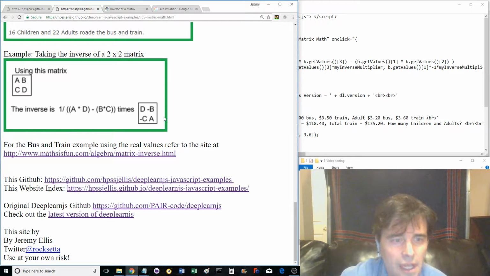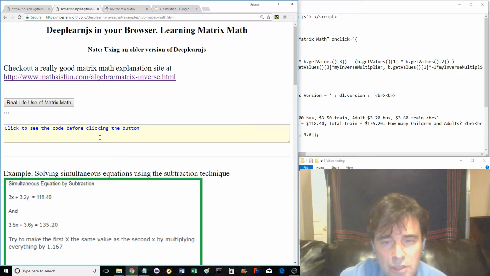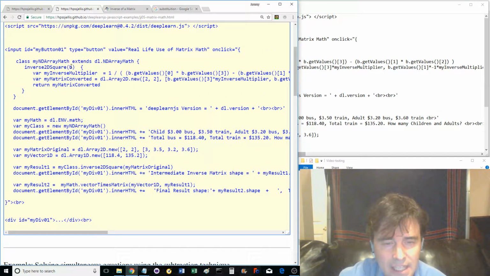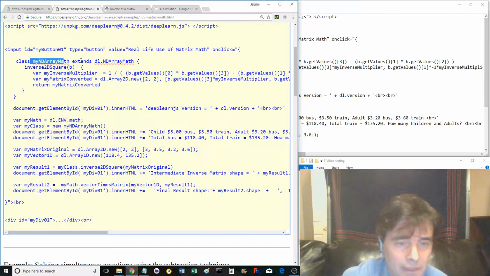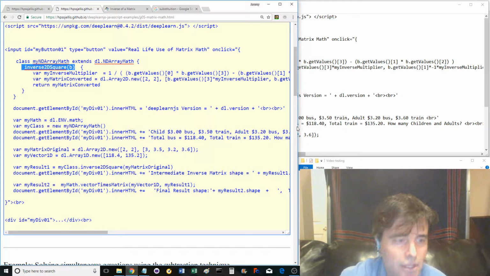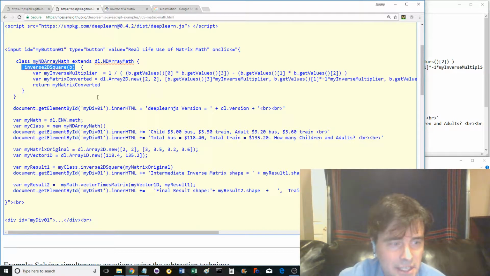Looking at the code, I have had to make a helper function to take a 2x2 2D array inverse. This is a great time to show how to extend a Deeplearnjs class. I extended the Deeplearnjs class NDArrayMath to be called my NDArrayMath. And it does the inverse of a 2x2 matrix, doing exactly what the above example said to do on the website. So the code creates my math, which we have seen before. Then my class from my extended NDArrayMath.